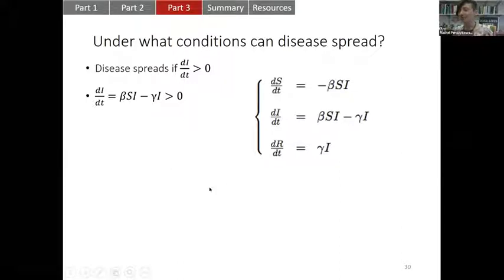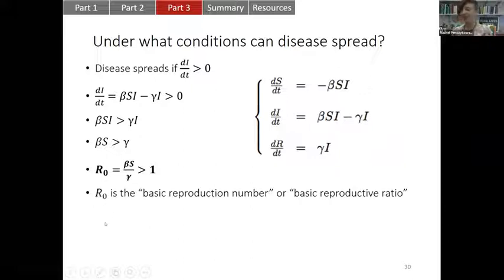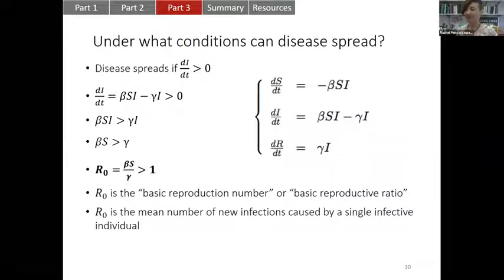And so if you just do a little bit of rearranging of these equations, you can look at what combination of parameters and variables result in dI/dt being greater than 0. It simplifies to this: beta S I being greater than gamma I, and this term, beta S over gamma, being greater than 1. And we call this R naught, where R naught is the basic reproduction number or the basic reproductive ratio of the disease. So it can be interpreted as the mean number of new infections caused by a single infective individual.